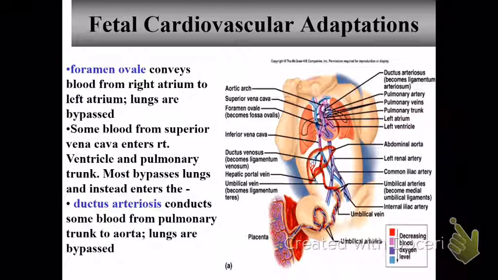So this is really neat, talking about the baby's heart. It says the foramen ovale, right there in the middle, lets blood go from the right atrium to the left atrium. Some blood from the superior vena cava enters the right ventricle and pulmonary trunk. Most will bypass the lungs and go straight in. So only the top two chambers are working. And then the ductus arteriosus conducts some blood from the pulmonary trunk to the aorta. The lungs are bypassed.